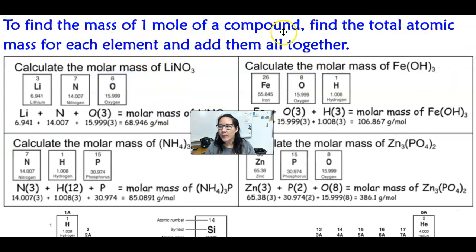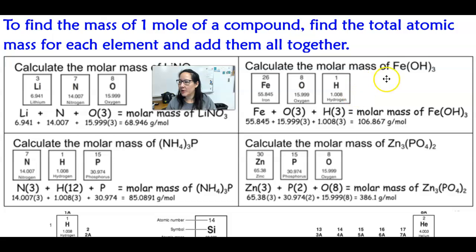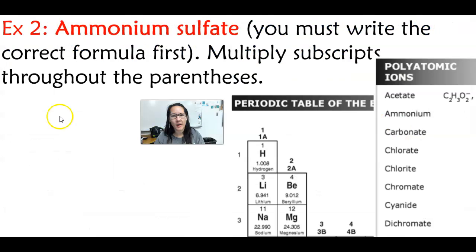To find the mass of 1 mole of a compound, you find the total atomic mass for each element and you add them together. So if I wanted to calculate the molar mass of lithium nitrate, I would take 1 lithium plus 1 nitrogen plus oxygen times 3, and that would give me the molar mass of lithium nitrate. If I wanted the molar mass of iron(III) hydroxide, I would take 1 iron plus 3 oxygens plus 3 hydrogens, add up their masses from the periodic table, multiply by how many I have, and then that is called the molar mass of iron(III) hydroxide.